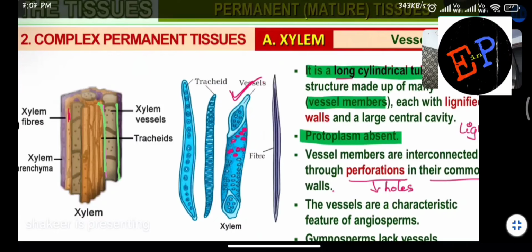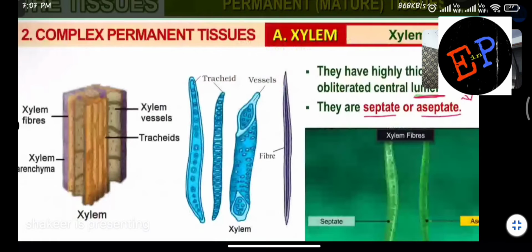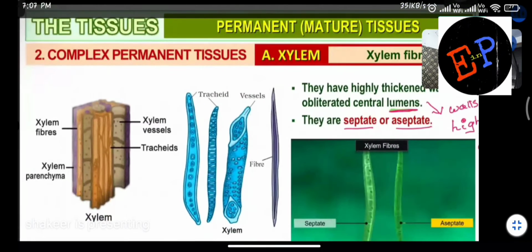So vessels are a characteristic feature of angiosperms. It means only in the case of angiosperms can you find these vessels, and in the case of gymnosperms you cannot find vessels. So vessels are a characteristic feature of only angiosperms. In gymnosperms you don't find any vessels. Clear? Then we study the next one, which is called xylem fibers.